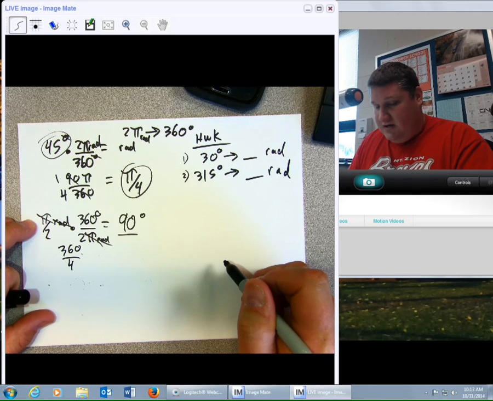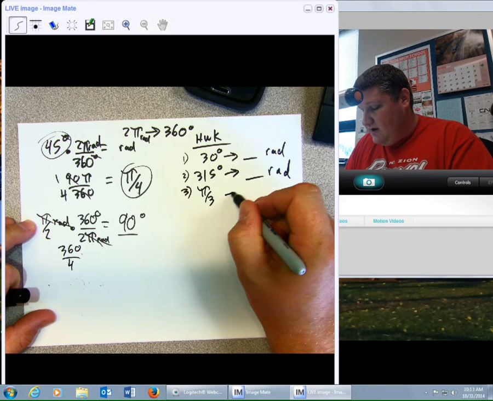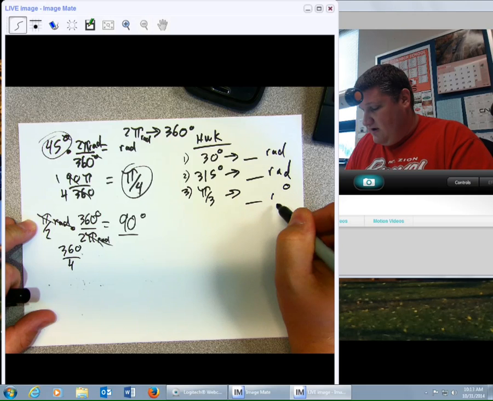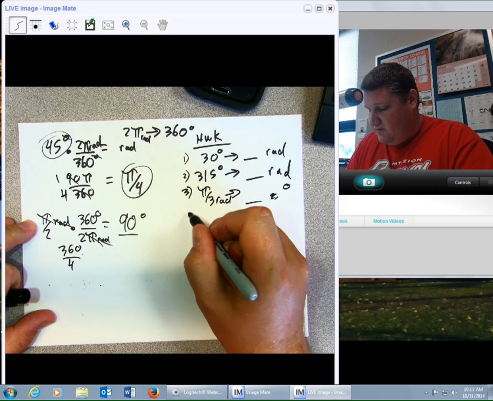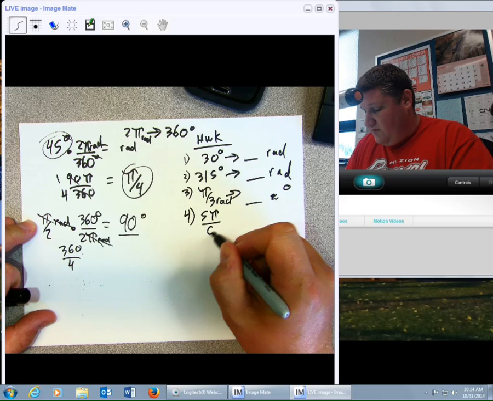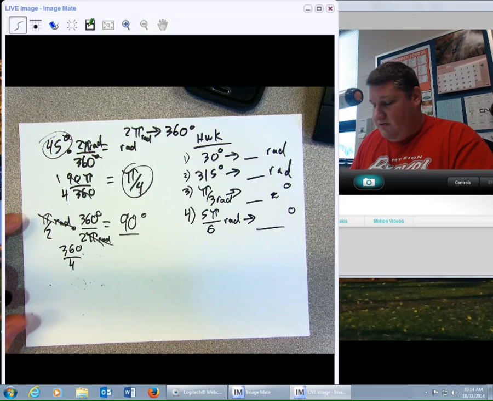So you have a couple more homework problems. Number 3, pi over 3 radians needs to go to degrees. Number 4, 5 pi over 6 radians needs to go to degrees. So there you go, a couple more.